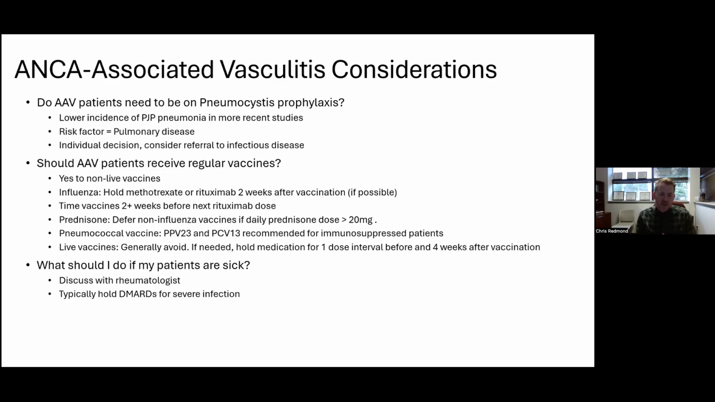They'll manage the medications. Typically, if it's a severe infection, we hold medications like methotrexate and azathioprine until the infection is improved or appropriately controlled with antibiotics. Okay, that's ANCA-associated vasculitis.